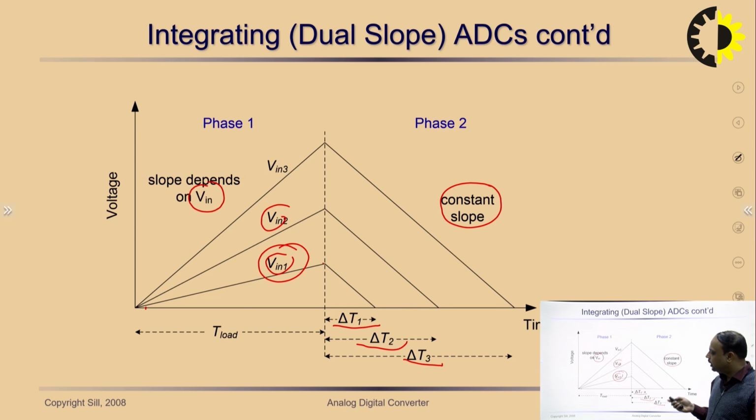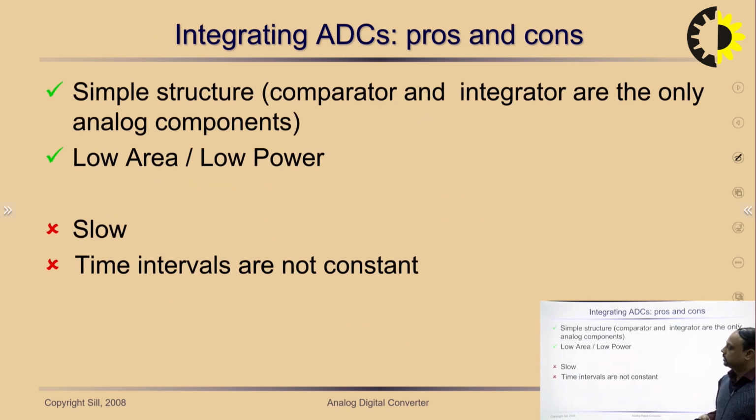So one of the disadvantages of this converter is that the time is variable. For different amplitudes of the incoming signal, the time taken by the dual slope analog to digital converter has different values. So it is not a fixed time output provider. It provides the output with respect to time, depending on the amplitude of the incoming analog signal voltage. So these are some pros and cons of this integrating type analog to digital converter.